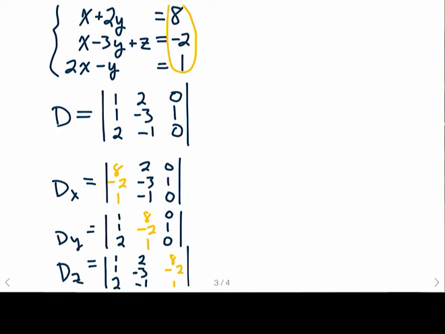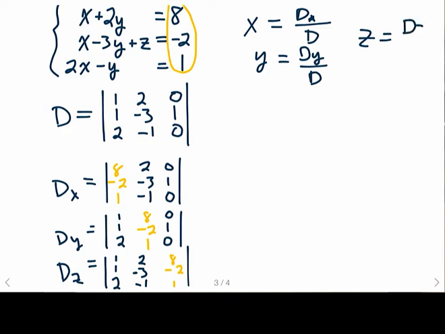Now we have our determinants, d, dx, dy, and dz. And as before, x is going to be dx divided by d. Y is going to be dy divided by d. And z is going to be, can you guess, dz divided by d. It's really elegant, kind of cool.